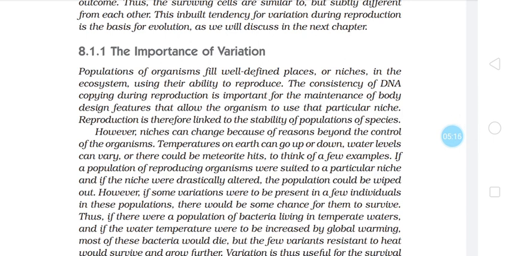Populations of organisms fill well-defined places or niches in the ecosystem, using their ability to reproduce. The consistency of DNA copying during reproduction is important for the maintenance of body design features that allow the organism to use that particular niche. Reproduction is therefore linked to the stability of the population of a species.